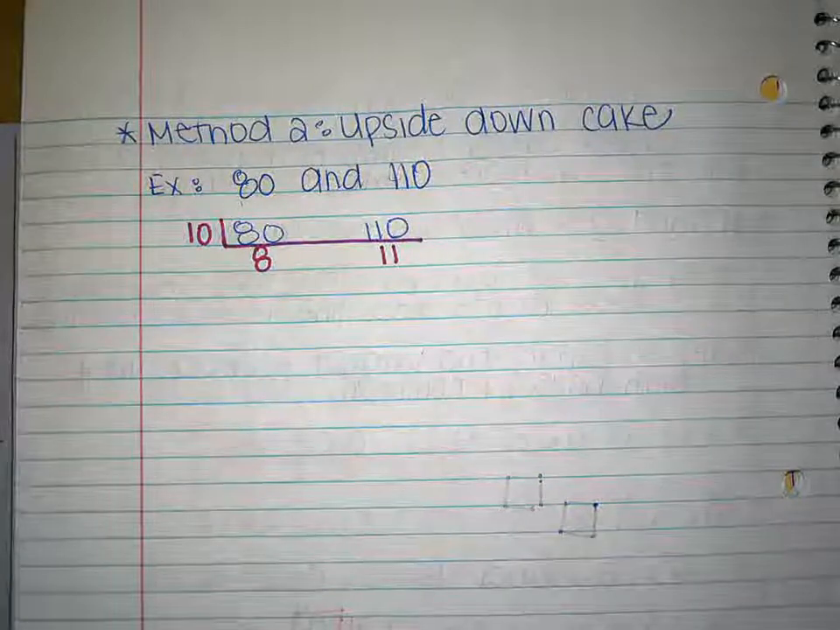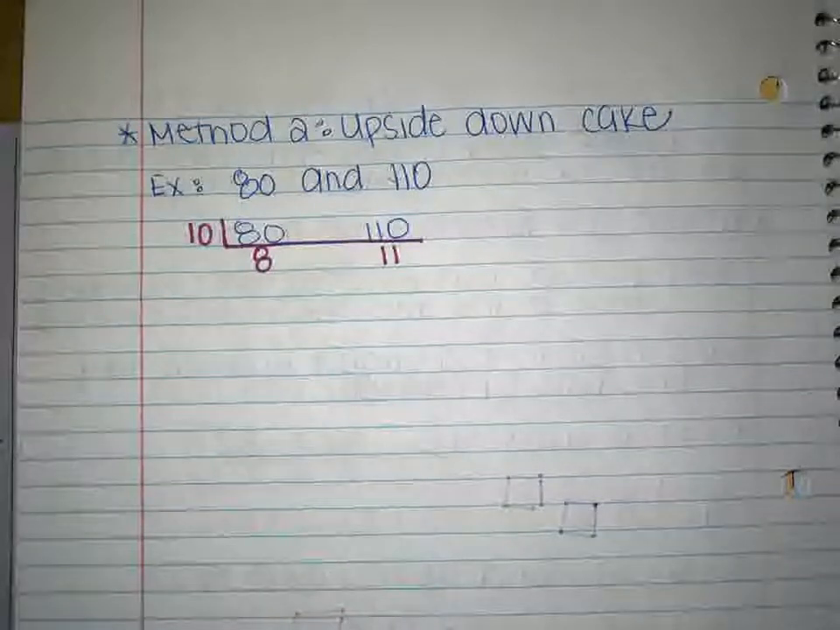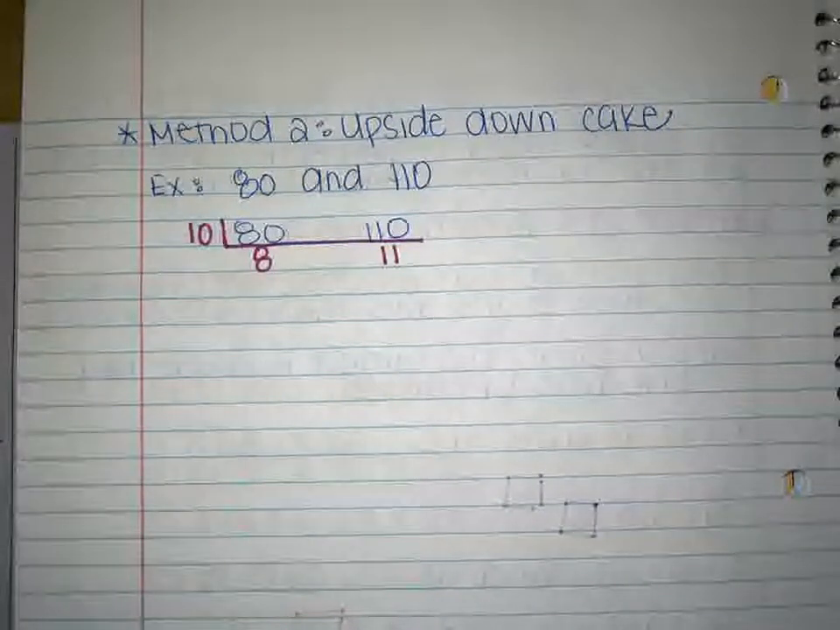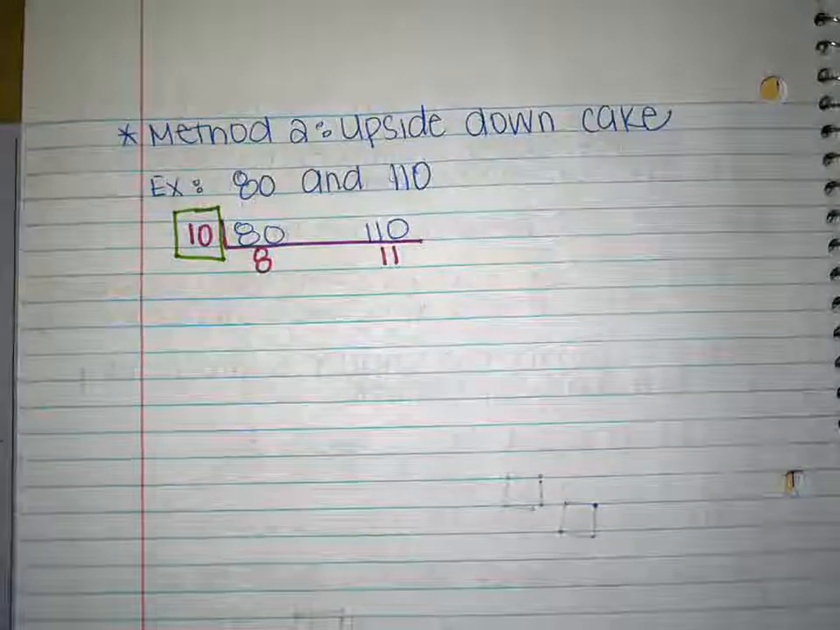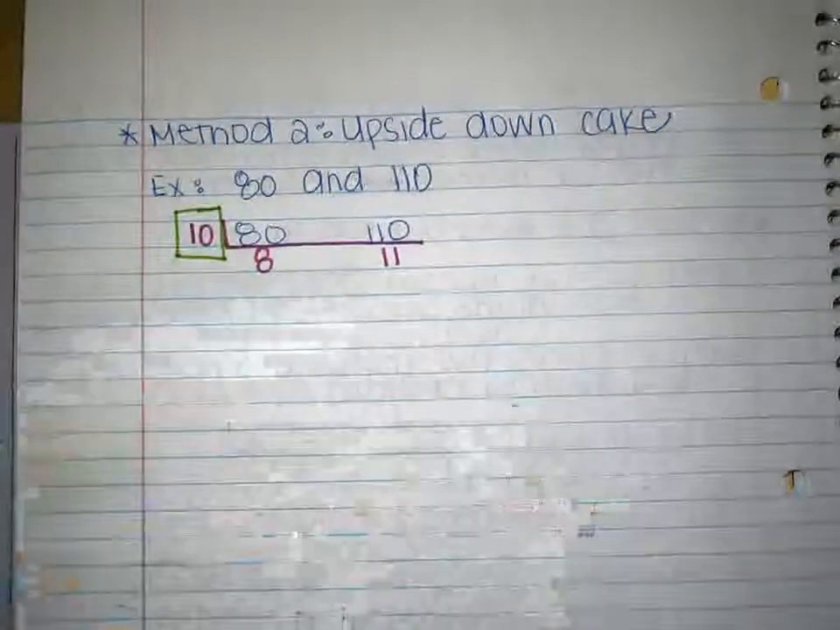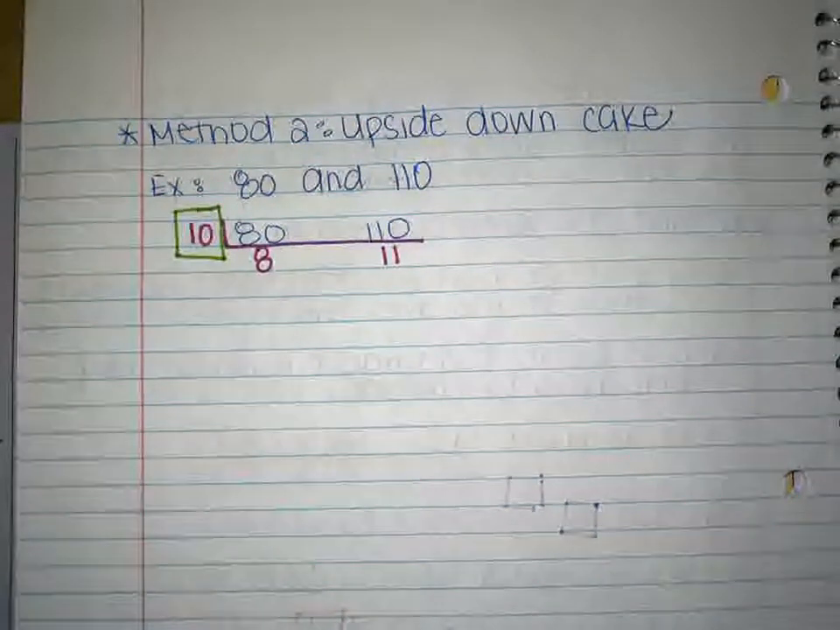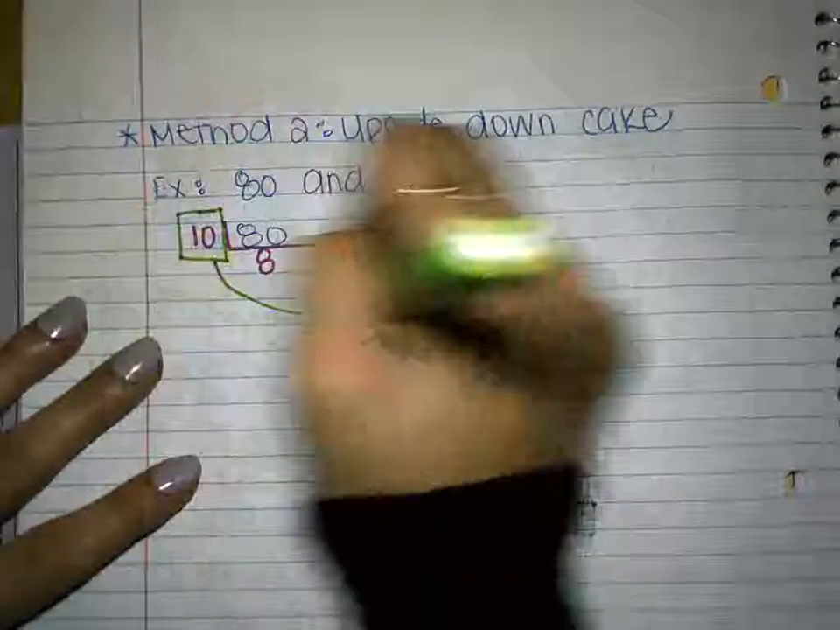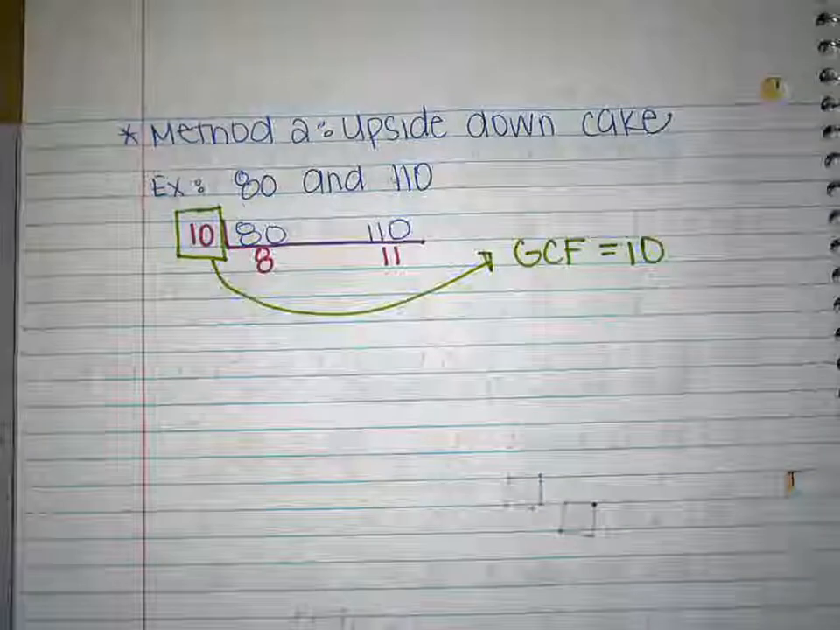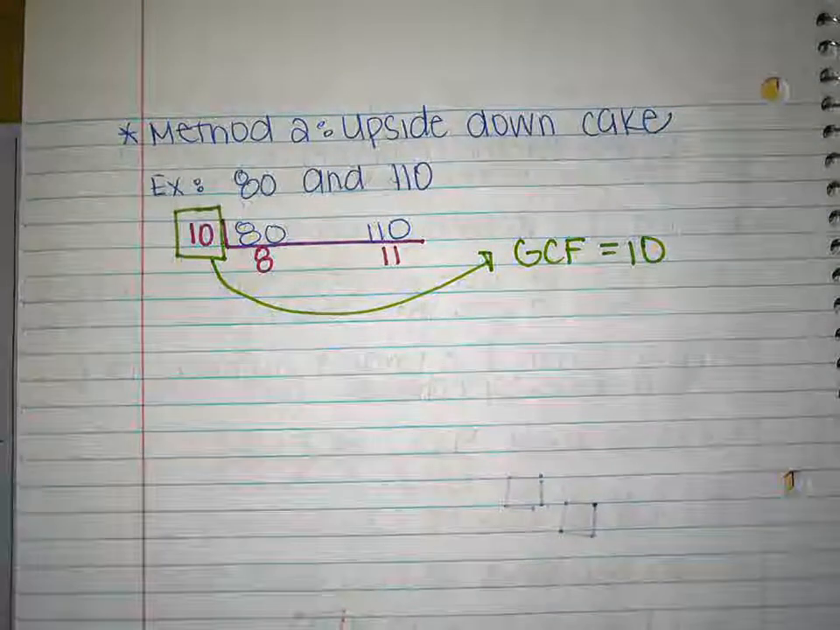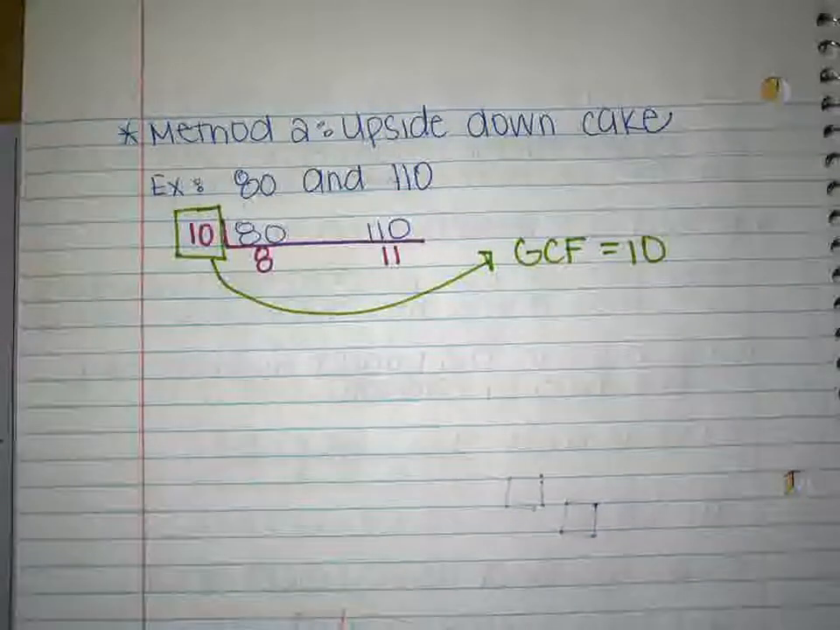So now, with least common multiple, we would draw our L. But we are not going to do that this time. With greatest common factor, it is only the number off to the side. It is not the numbers underneath. It is just the number you divided into the other number, which means in this problem, my greatest common factor is 10, because it is the largest number that goes into both.